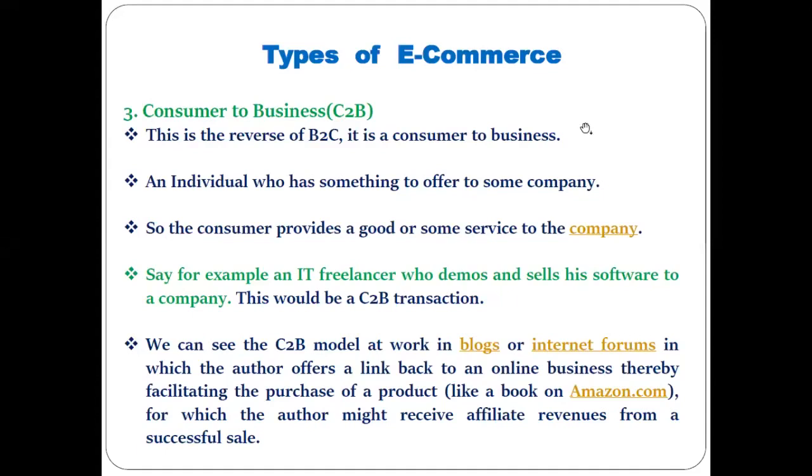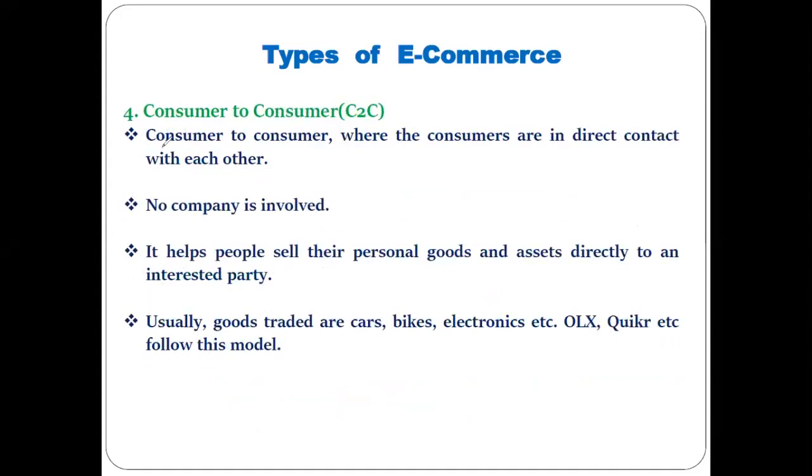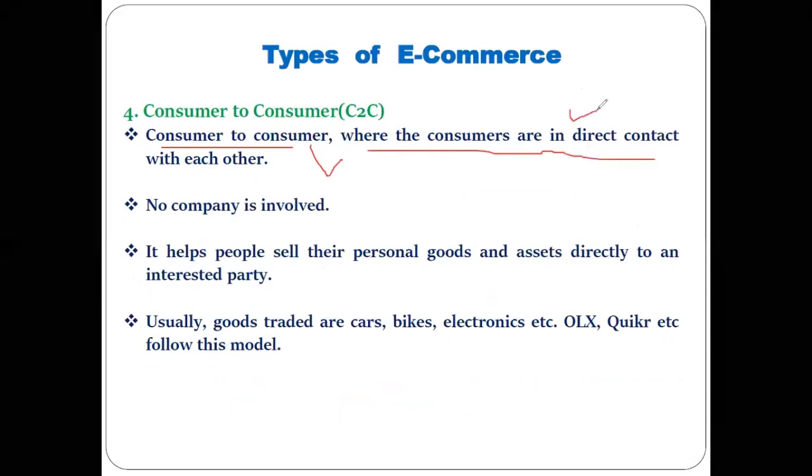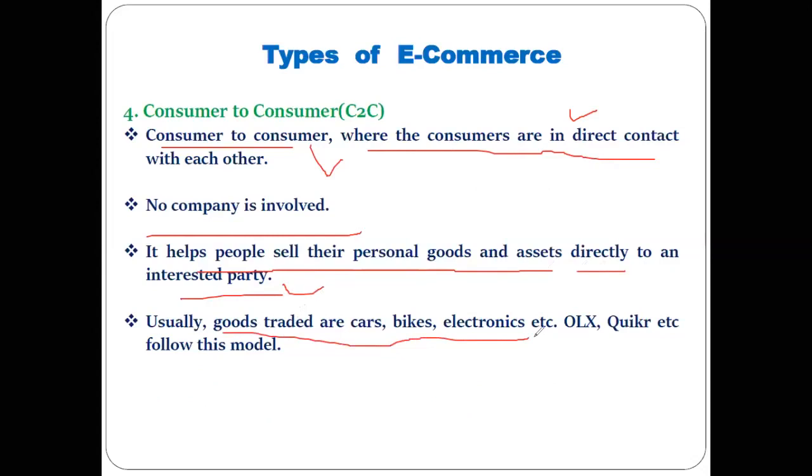And let's come to the last one, that is the consumer to consumer model. There is no involvement of any manufacturing business company here; things happen only between one consumer and another consumer, who are in direct contact with each other. No companies are involved here. It helps people sell their personal goods or assets directly to the interested customer or party. Examples: selling different goods like cars, bikes, electronic devices, even a TV, to somebody else online using web information systems like OLX, Quikr, etc. Cars24, somebody has told me, yes. Correct?